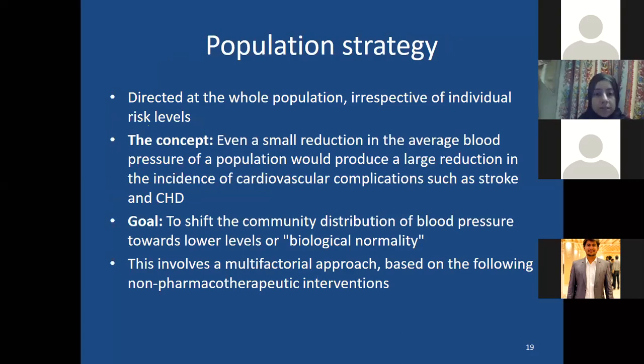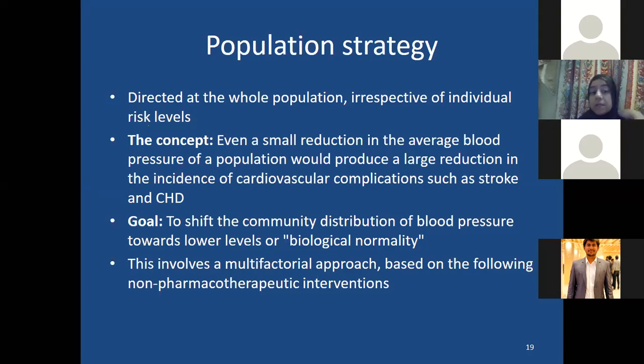The population strategy is directed towards the whole population, irrespective of the individual risk factors. The concept is that even a very small reduction in blood pressure, like only 2 millimeters of mercury in the entire population, would lead to a marked reduction in the incidence of cardiovascular complications like stroke and CHD. So your goal is to shift the community distribution of blood pressure towards lower levels or biological normality. You make this a biological phenomenon that everyone would have lower blood pressures in the community.